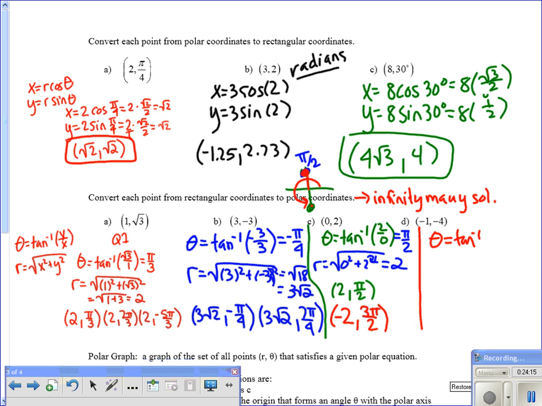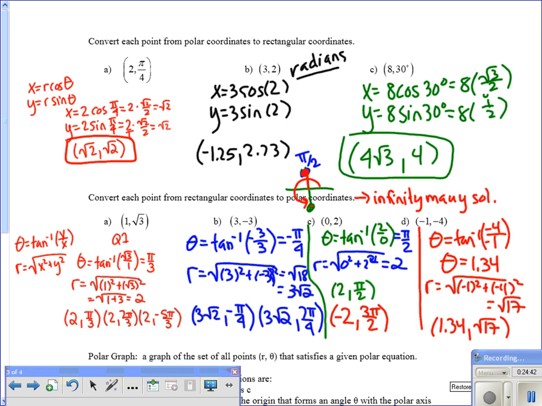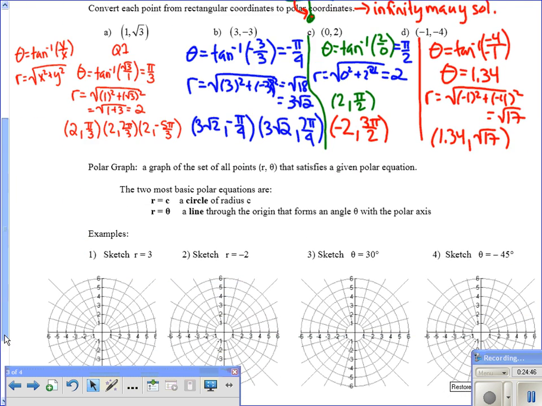Theta is equal to the tangent inverse of negative 4 over negative 1. That's not on my unit circle, so use your calculator to get theta is equal to 1.34. And then r is equal to the square root of negative 1 squared plus negative 4 squared. So 1 squared is 1, 4 squared is 16, so that gives me root 17. So then one of my polar ordered pairs could be 1.34 comma root 17. And again, there are many other possible answers for these.